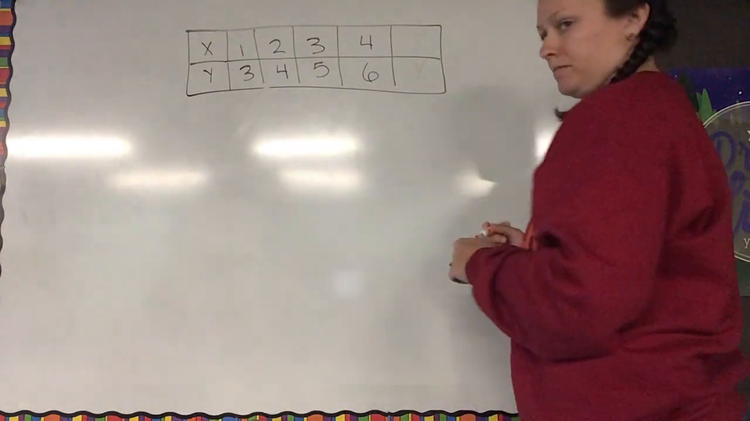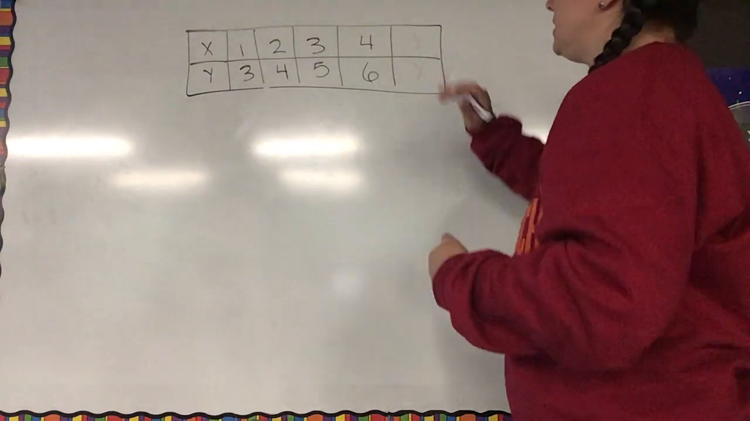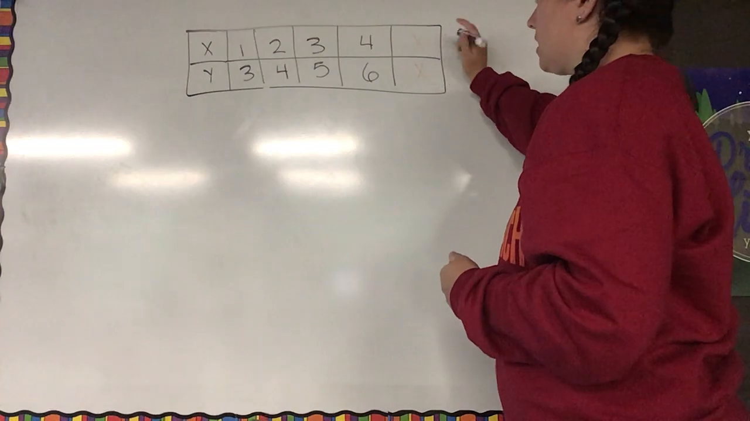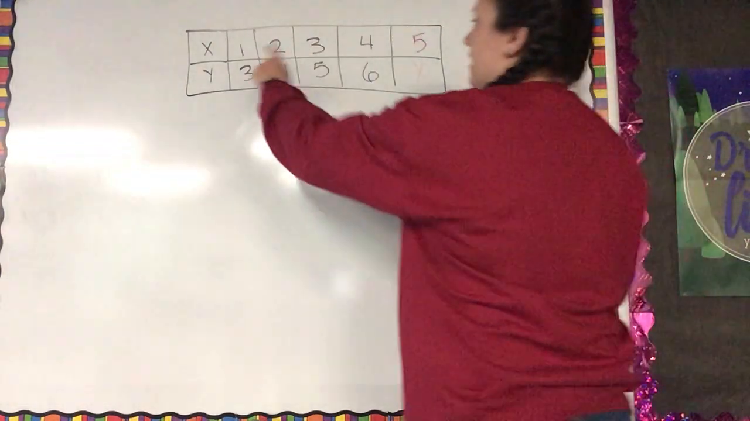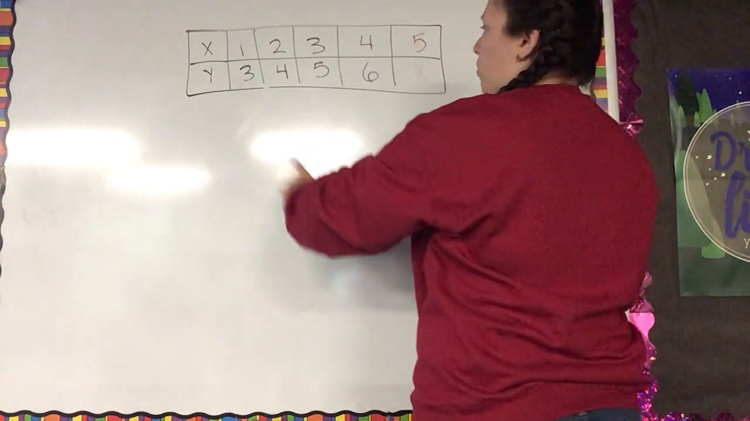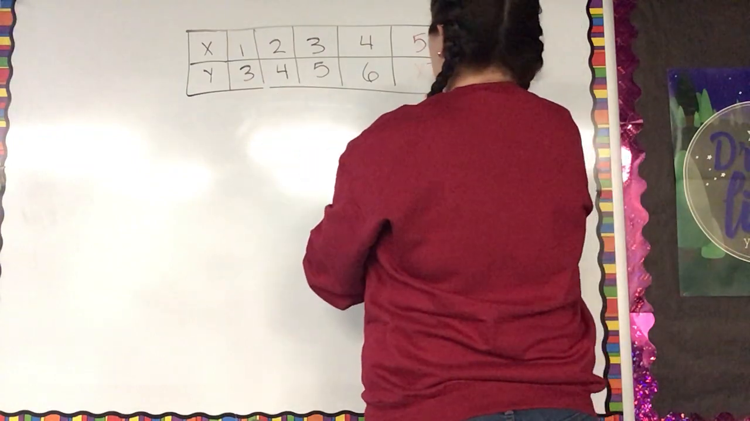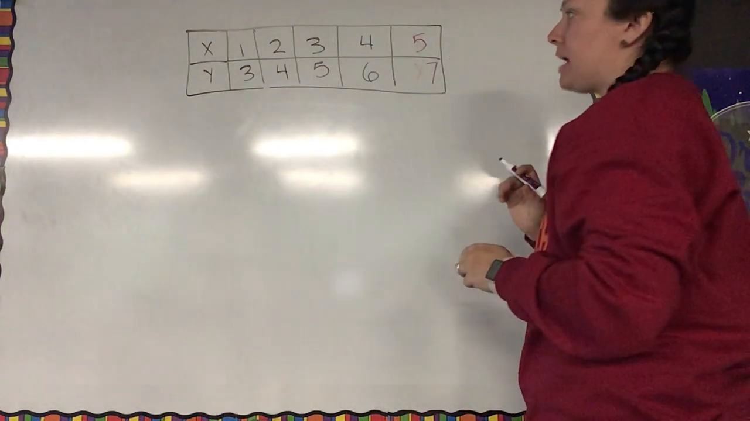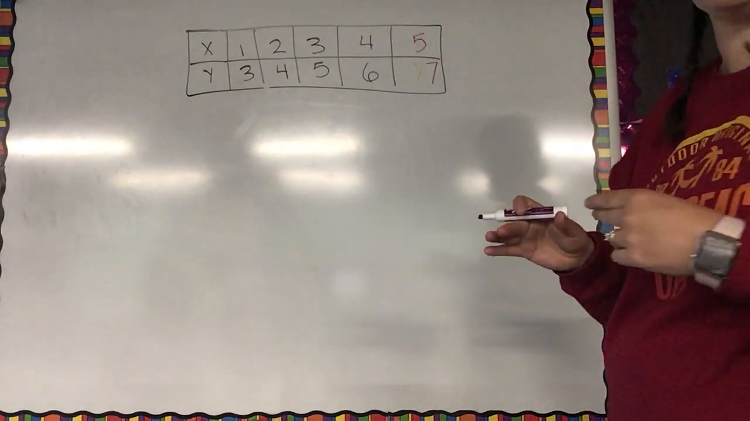Yes. What would be my two missing numbers here? What would this x be right here? 7. This x would be 5 because when I look at my x's, they're increasing by 1. What about my y right here? 7. Very nice. What can I say about the relationship between y and x?